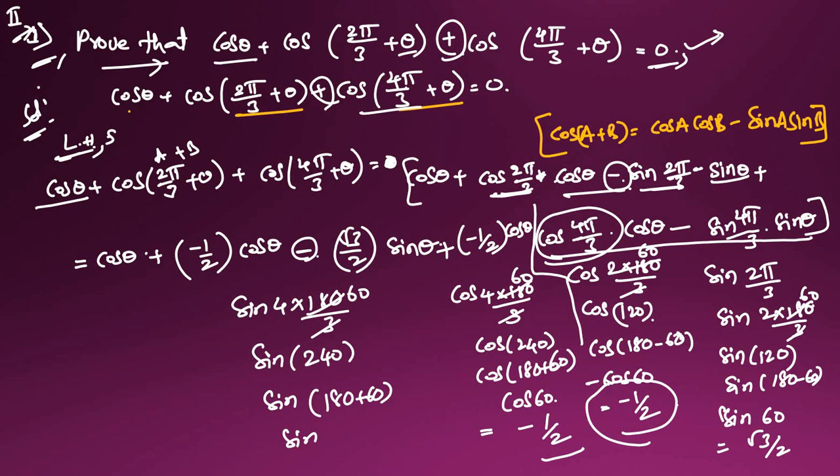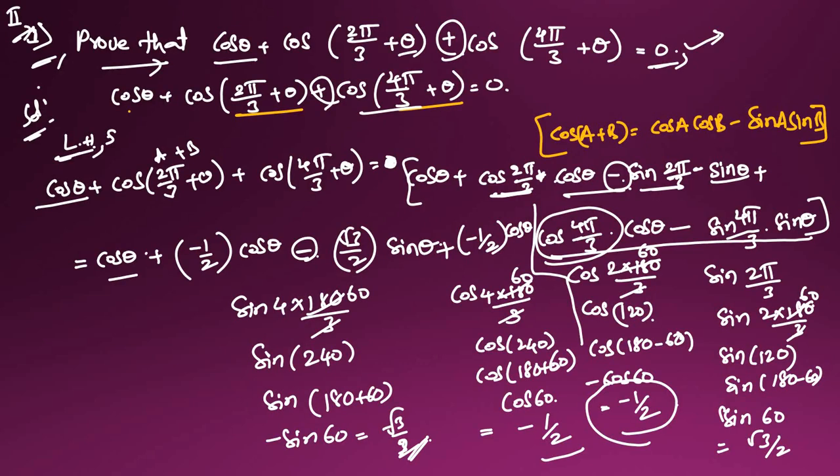What will come? Sine of 180 plus 60, sine 180 means here minus, sin 60 will come here. It will become minus root 3 by 2. Sine 60 is equal to minus root 3 by 2 will come. So here, what are the values we got here?